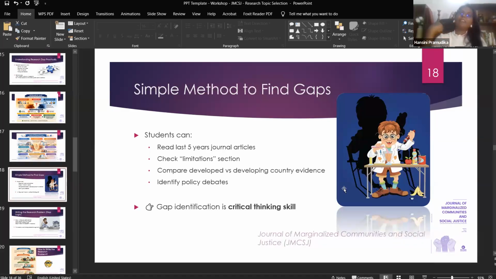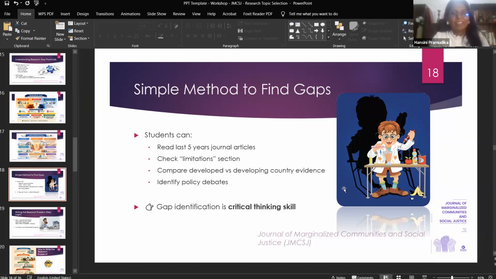Simple method to find gaps. So how to find gaps? This is only one method, right? There are plenty of methods, so you can find your own because you are a researcher. I am going to give you an example, so you can find more, right? You can go through my example and find more because you are a researcher, right?